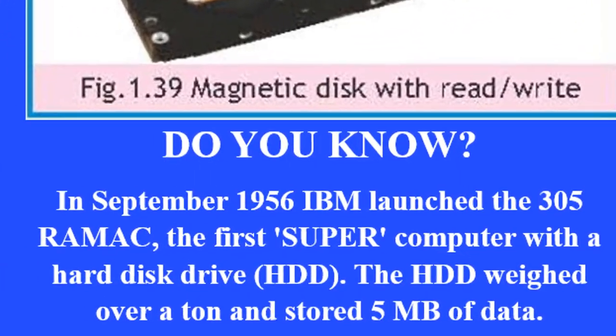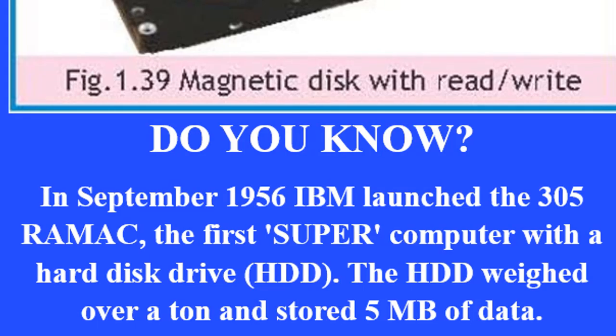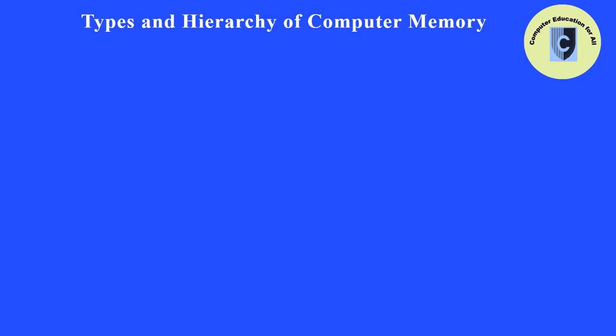Do you know? In September 1956, IBM launched the 305 RAMAC, the first supercomputer with a hard disk drive, HDD. The HDD weighed over a ton and stored 5 MB of data.